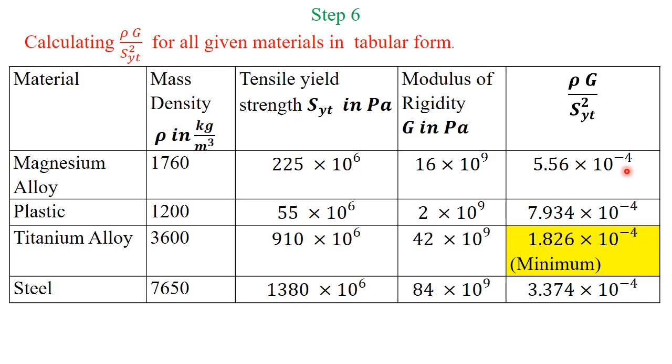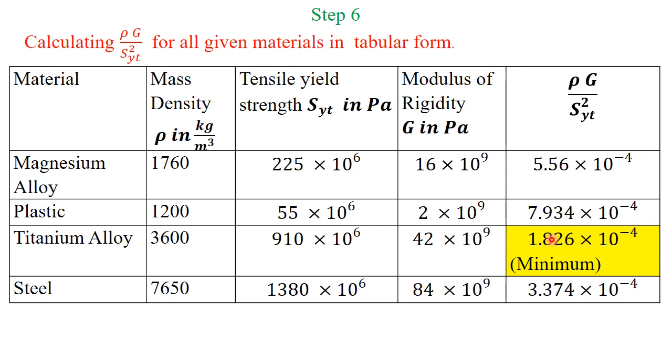So if you see this number 5.56 into 10 to the power minus 4, how is it arrived? It is equal to 1760 into this number 16 into 10 to the power 9, divided by the square of this term, equal to 5.56 into 10 to the power minus 4. And similarly, calculation is done for the remaining 3 materials.